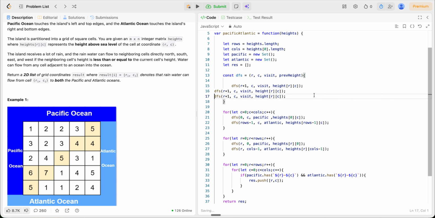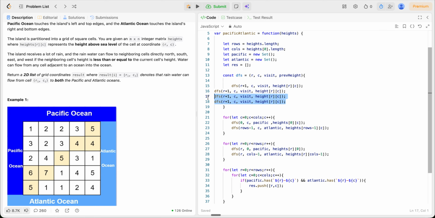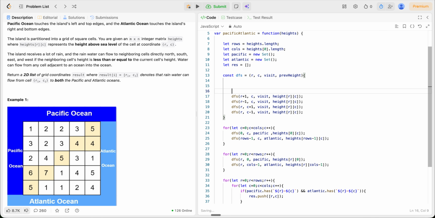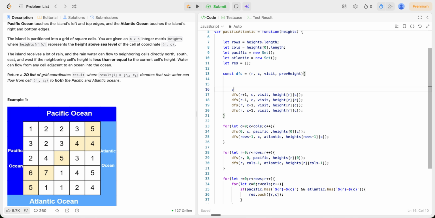So we have 4 directions. I will just copy them. So it would be R plus 1, R minus 1, C plus 1, C minus 1. And before moving to the next all 4 directions, we also have to add visit.add of our current cell, so that we don't revisit it again.